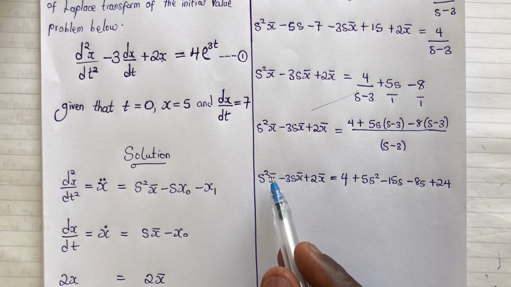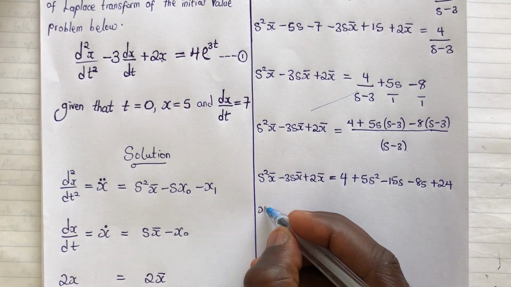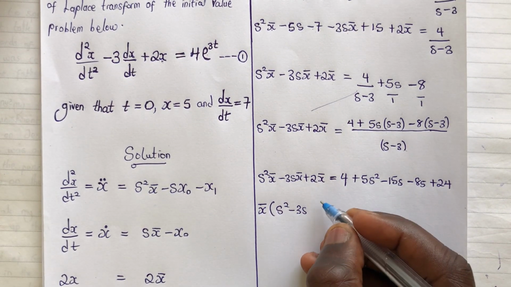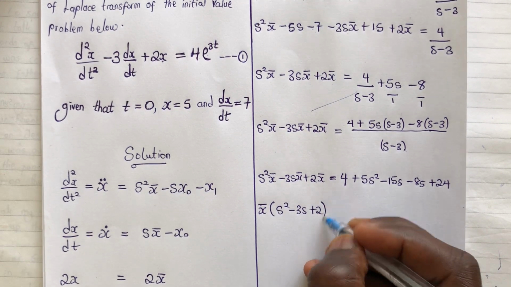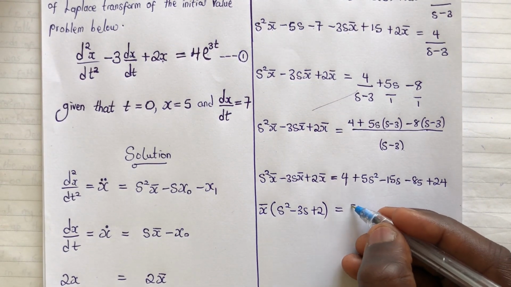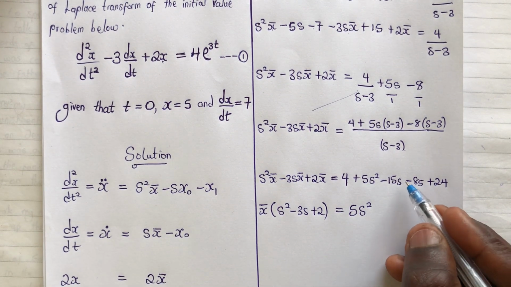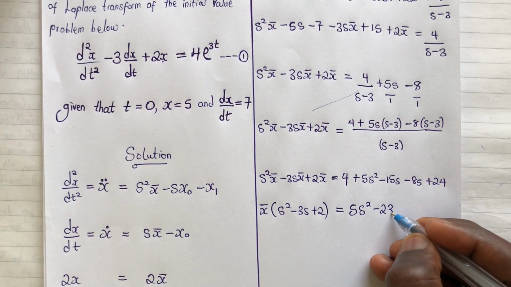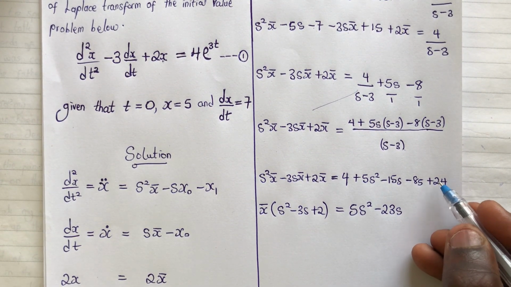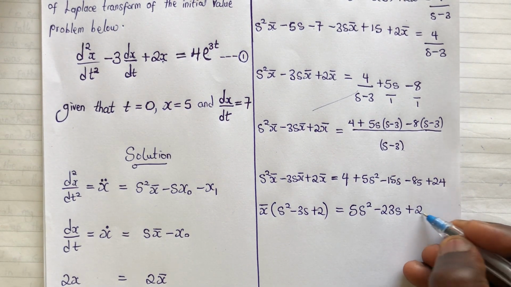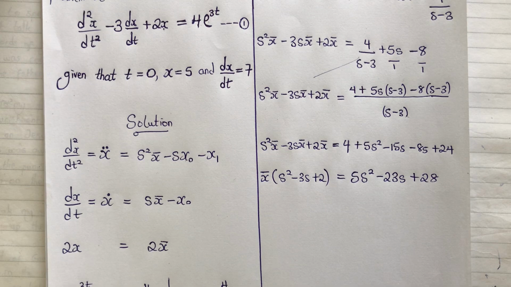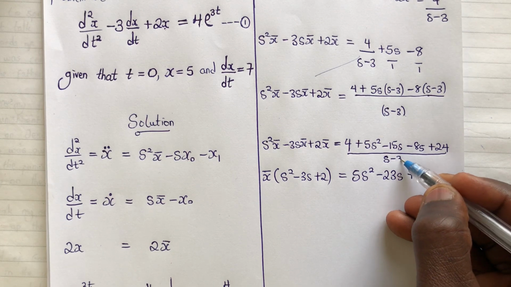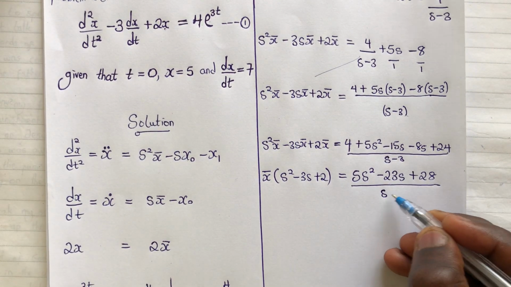We have x bar, x bar, x bar. Okay, so I can factorize x bar outside, and I have s squared minus 3s plus 2. This is going to give us 5s squared. Then when I add this and this, the result is minus 23s. Then 24 plus 4, we have plus 28. All right, so I left this. We're supposed to divide this by s minus 3 and this side by s minus 3.